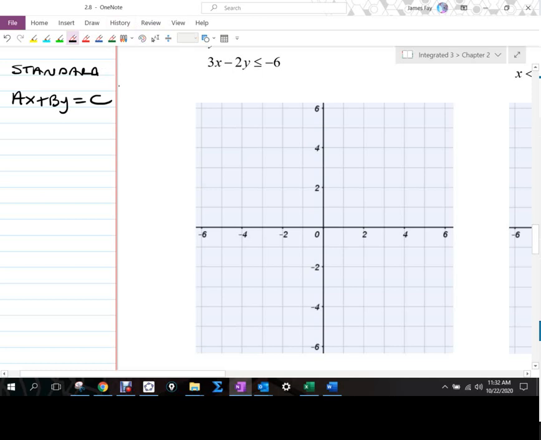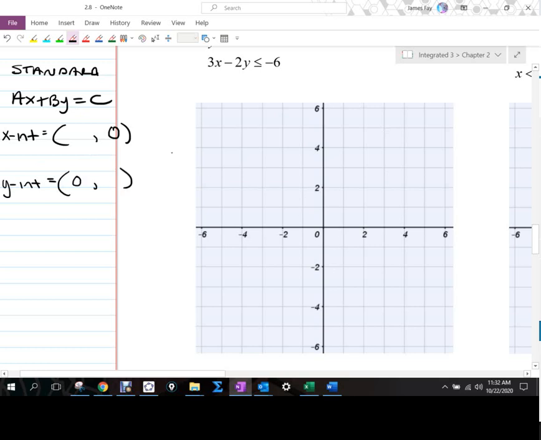In standard form, we don't know right away what the slope is, and I don't know what the y-intercept is. But it does let you find the x and y-intercepts very easily. If I want to find an x-intercept, that's where we cross the x-axis, and I know it's going to be an ordered pair where my y-value is 0. Then my y-intercept is where I cross the y-axis, and on the y-axis, my x-value is 0.